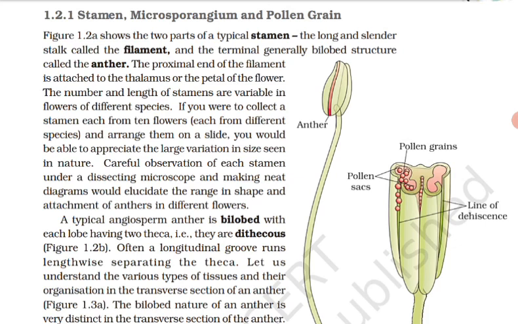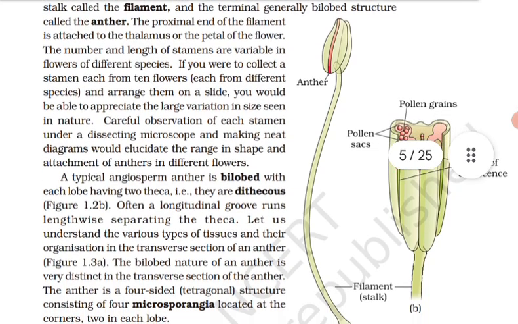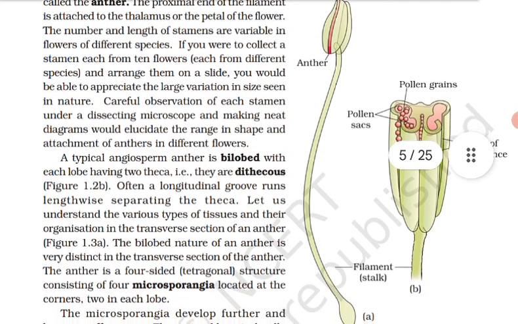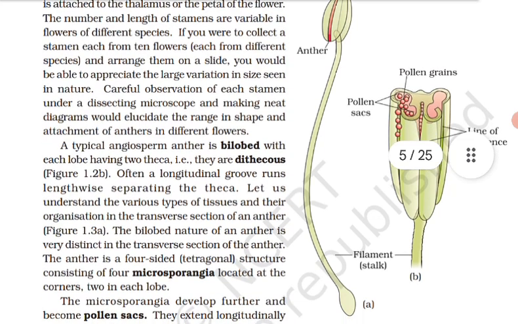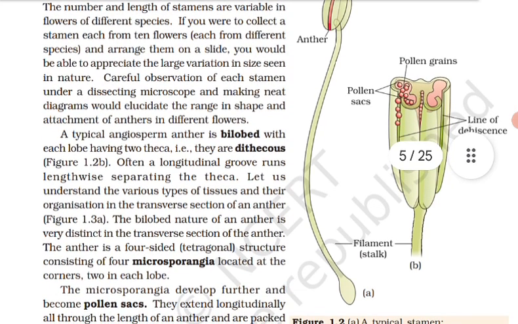The terminal generally bilobed structure is called the anther. The proximal end of the filament is attached to the thalamus or the petal of the flower. The number and length of the stamens are variable in flowers of different species.